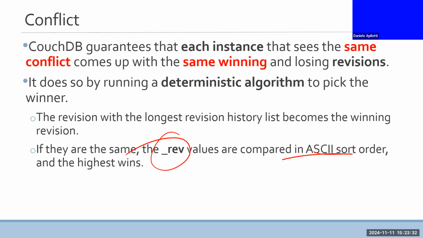Okay, and also CouchDB keeps track of the versioning of the document. So in CouchDB, you can ask for that document with that revision number in the past. So it's kind of a Git system.